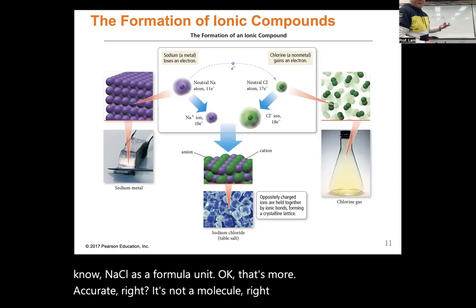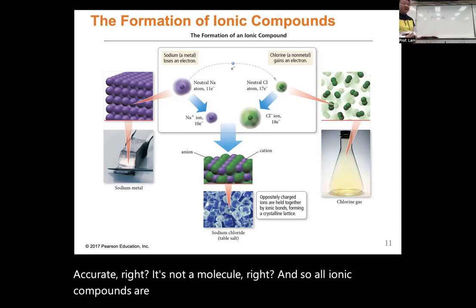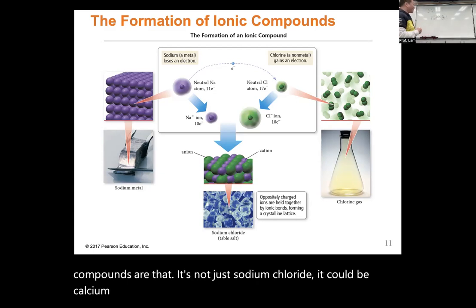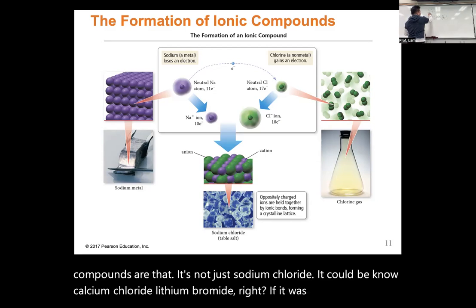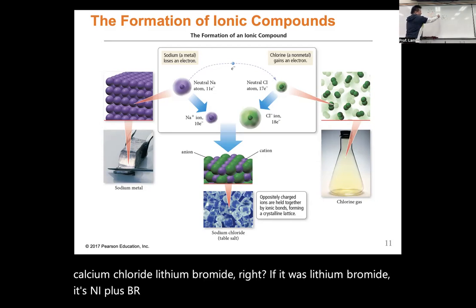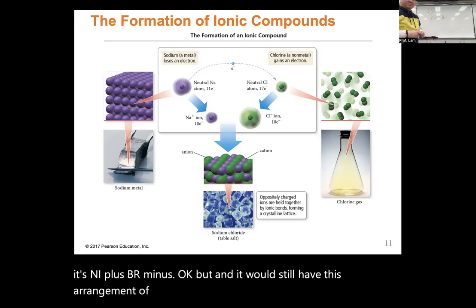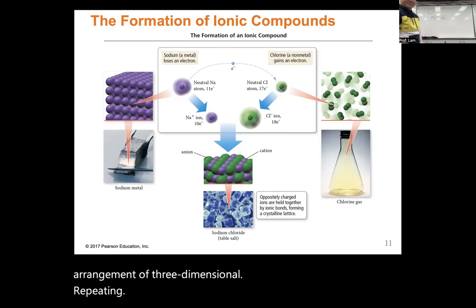So all ionic compounds are that. It's not just sodium chloride. It could be calcium chloride, lithium bromide. If it was lithium bromide, it's Li plus, Br minus. And it would still have this arrangement of a three-dimensional repeating crystal lattice.